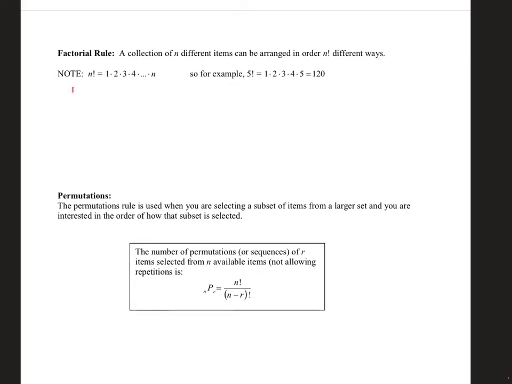So, like, you know, 1 factorial is obviously 1. 2 factorial, 1 times 2 is 2. 3 factorial, 1 times 2 times 3 is 6. 4 factorial is 24.